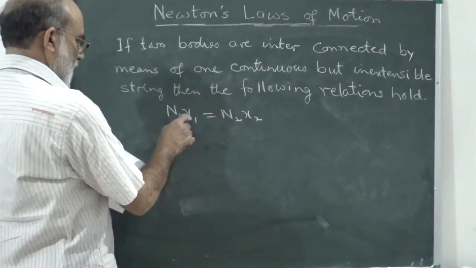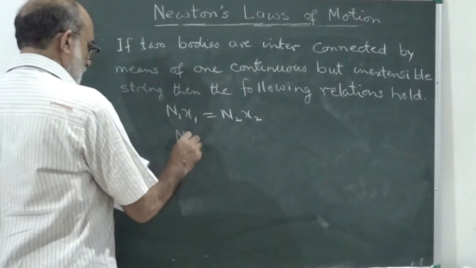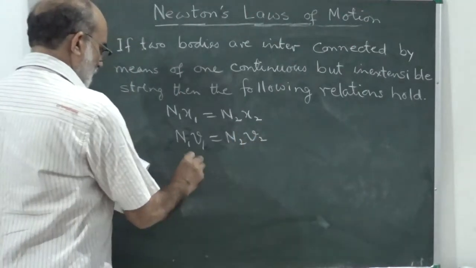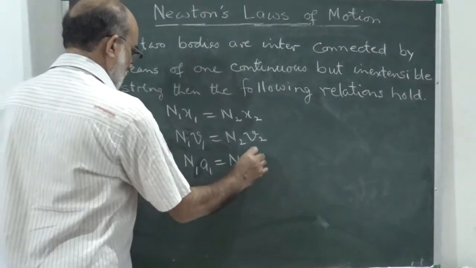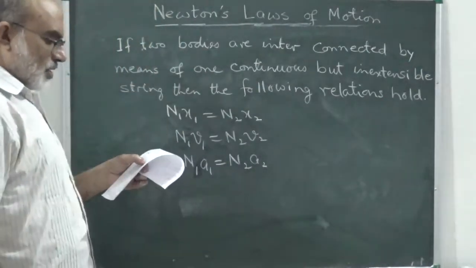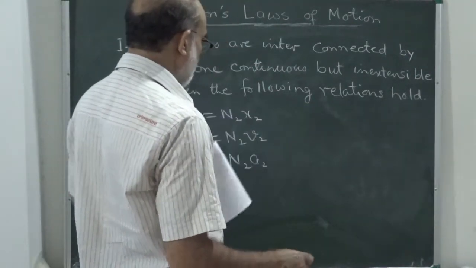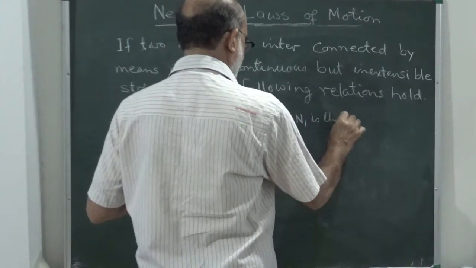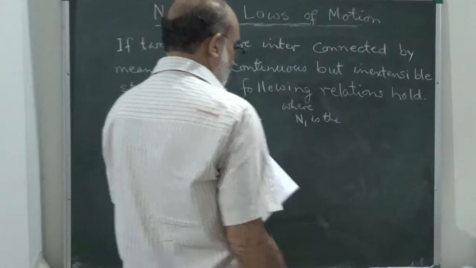n1 times the length x1 of mass m1 is equal to n2 times the length x2 of mass m2. Similarly, n1 times v1 is equal to n2 times v2, and n1 times a1 is equal to n2 times a2, where n1 is the number of string parts connected to the body m1, and n2 is the number of string parts connected to the body m2.